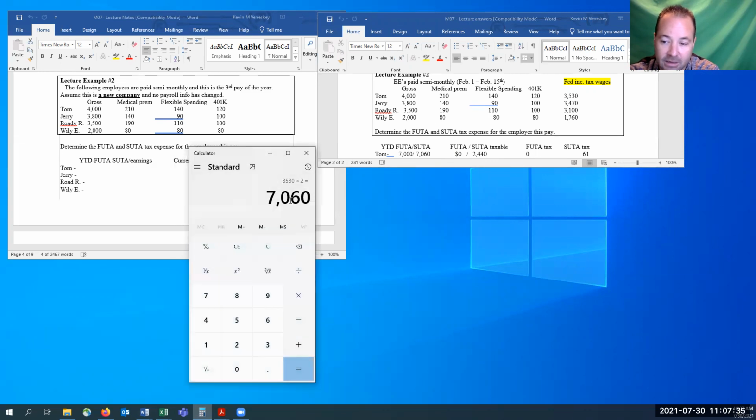Okay, so if we take our prior wages plus our current wages, which was, oh shoot, divide this by 2, 3,530. If we add in 3,530, that's going to take us over the cap. So then all we need to do is take the cap minus our current wages to date, 7,060. That's what we had put here. What's left? 2,440.